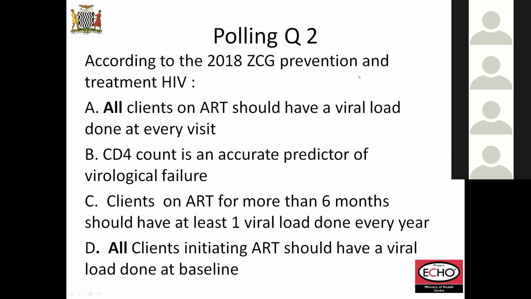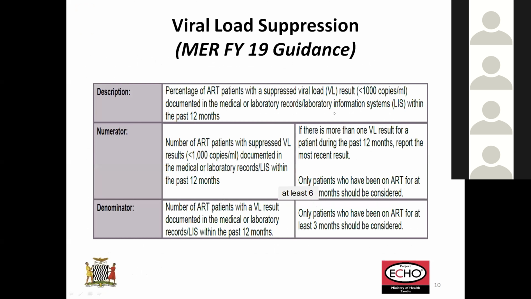So we have our second polling question, which says: according to the 2018 Zambia Consolidated Guidelines for prevention and treatment of HIV, all clients on ART should have a viral load done at every visit. CD4 count is an accurate predictor of virological failure. Clients on ART for more than 6 months should have at least one viral load done every year. All clients initiating ART should have a viral load done at baseline.